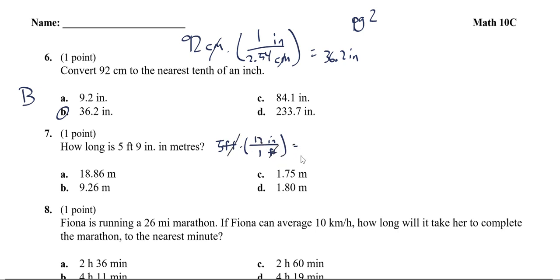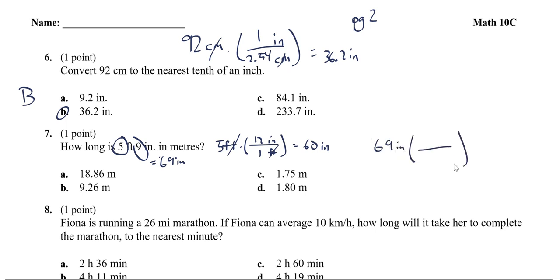Foot and foot will cancel. And that's 60 inches. So this is 60 inches, and this is 9 inches. So altogether, this is 69 inches. So if we have 69 inches, we want to convert into meters.